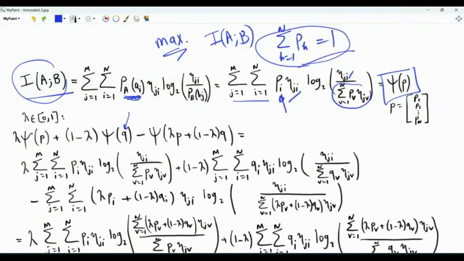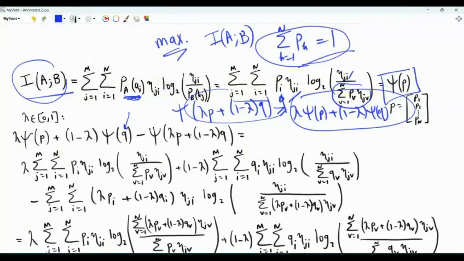And for a function psi to be concave, we need to show that psi of lambda p plus 1 minus lambda q, where lambda is between 0 and 1, is greater than or equal to the convex combination lambda psi of p plus 1 minus lambda psi of q. We can show that this right-hand side minus the left-hand side is a non-positive quantity. So we write down psi of p, psi of q, and then psi of this convex combination of p and q. And these are these two lines.